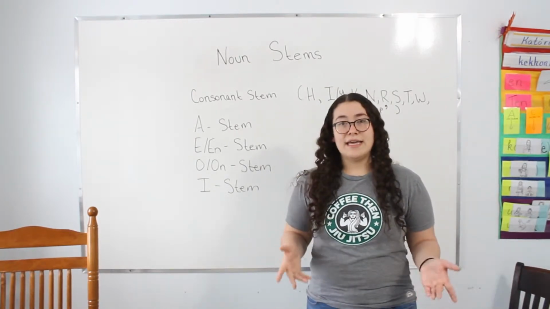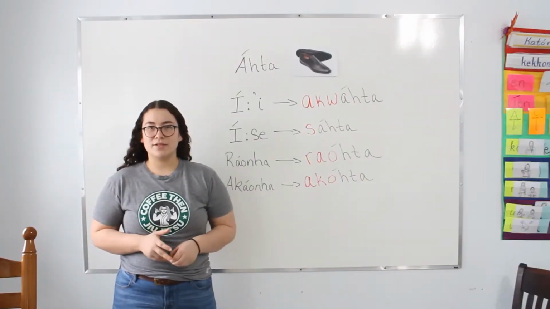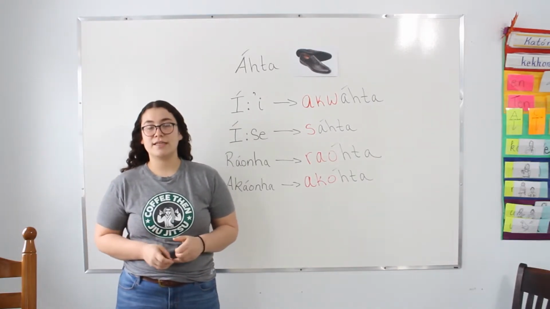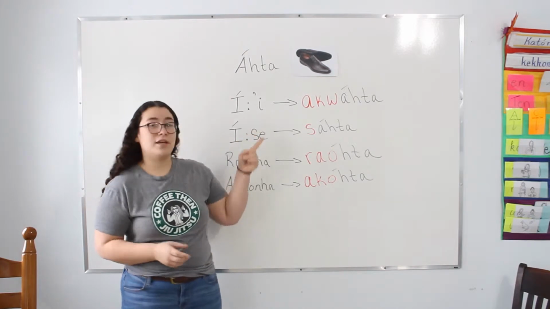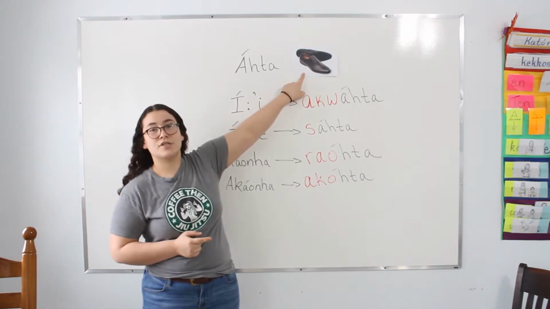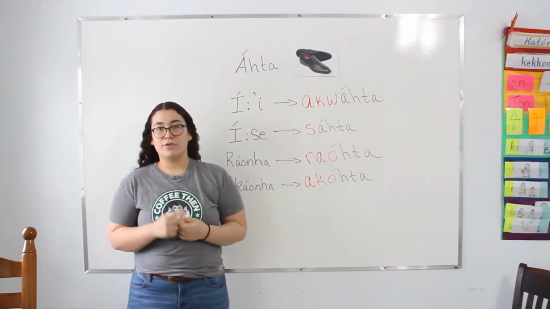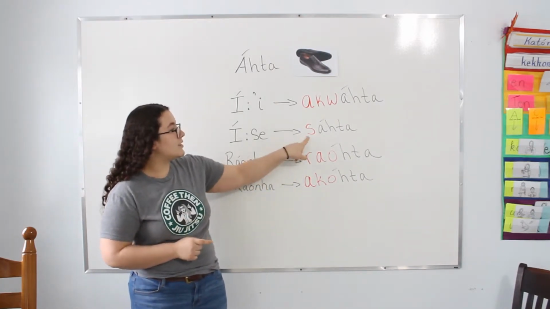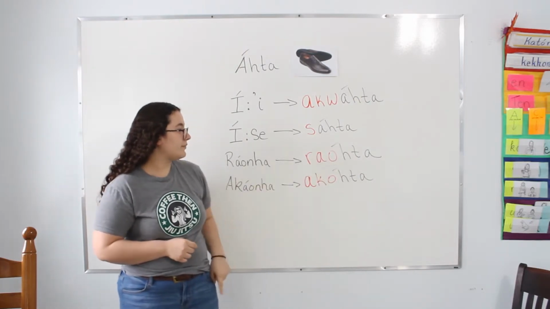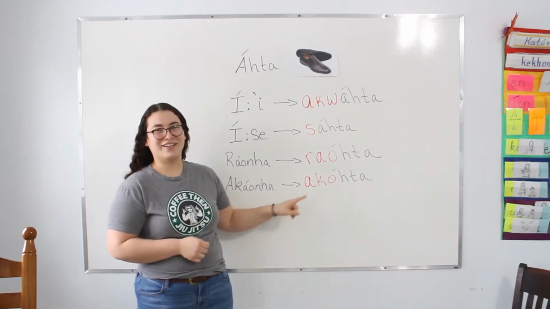So we're going to take A stem nouns and incorporate possessive prefixes. For A stem nouns, you're going to be using AKW as your possessive prefix. So you take the possessive prefix and you just connect it to the noun. So for example, ahta, shoes, my shoes, agwahta. And then for your shoes, zahta. His shoes, raohta, and that H is very important. And for her shoes, agohta.